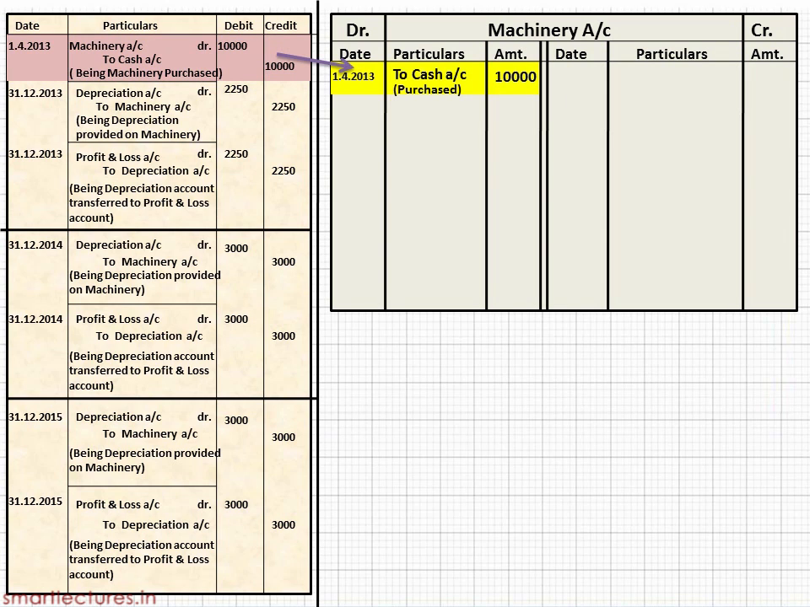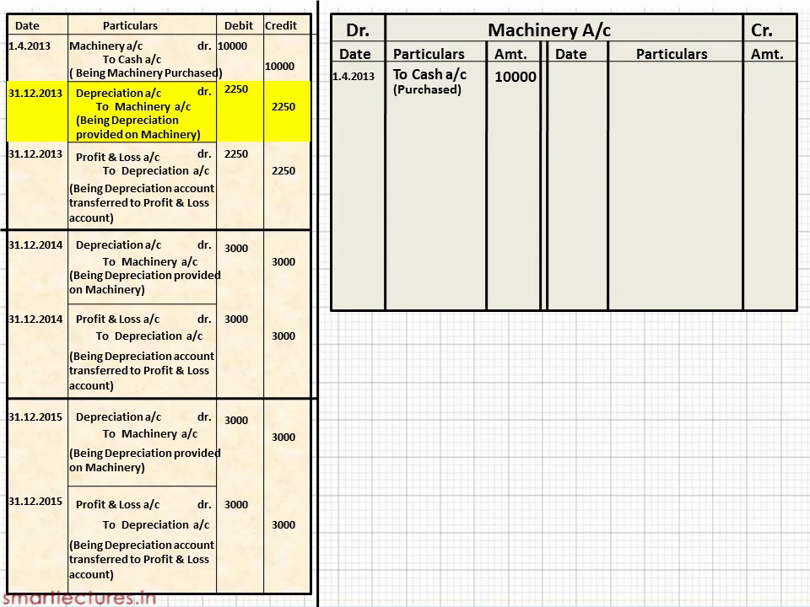It will be great if you write down purchased in the inner column in the bracket, so that your solution or your question becomes more explanatory. Then come to the journal entry on 31st December 2013. The journal entry is depreciation to machinery. It means in the journal entry machinery account has been credited. So in ledger posting, the machinery account will be credited by 2,250.